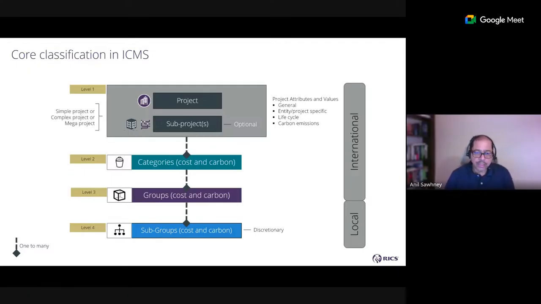values. Below that is level 2, which is called the categories. They're common for cost and carbon, and that's the beauty, because as you report your categories, you're reporting both cost and carbon simultaneously. Level 3 is called groups, again, both for cost and carbon. Below that is level 4, which is your subgroups, and again applies to cost and carbon. These are not mandatory, so the minimum requirement for WLCA and life cycle cost reporting under ICMS is level 1, level 2, and level 3.